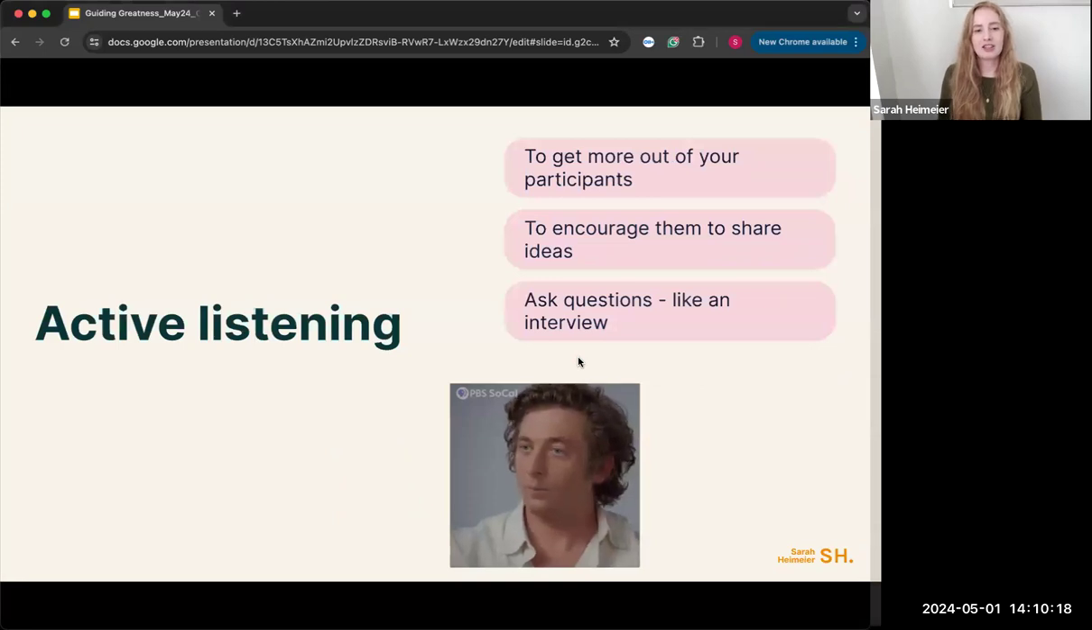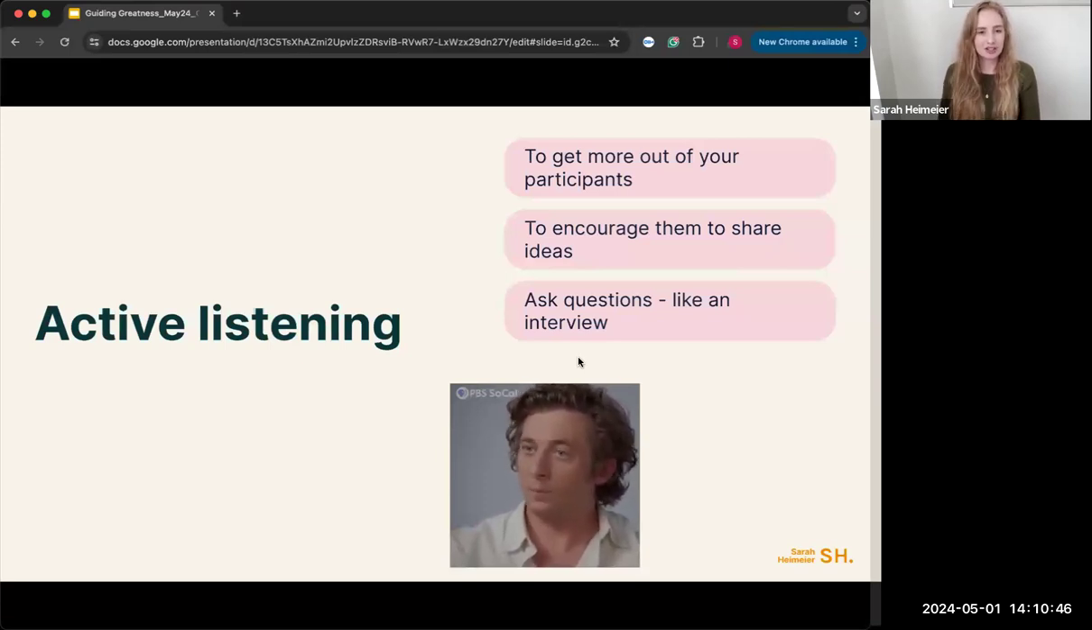And then the other part that's really important as your role as a facilitator is active listening. So making sure that you're getting the most out of your participants. So listening to their perspective, asking more questions, encouraging them to deep dive more. Asking follow-up questions as well in terms of what they've shared. So like I was saying before, encouraging them to really start to share different ideas and ask questions.